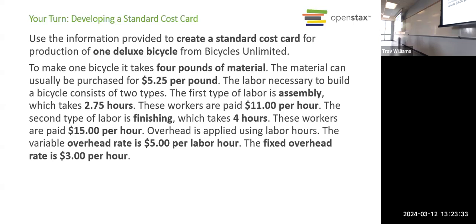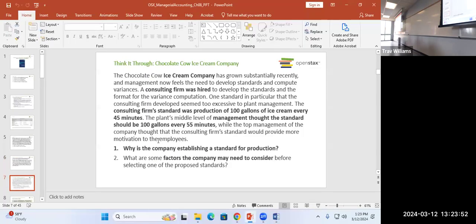Anybody have a grand total yet per unit? What'd you get? 165.25. 165.25. Okay, did anybody else get a grand total? Well, let's go through it together.